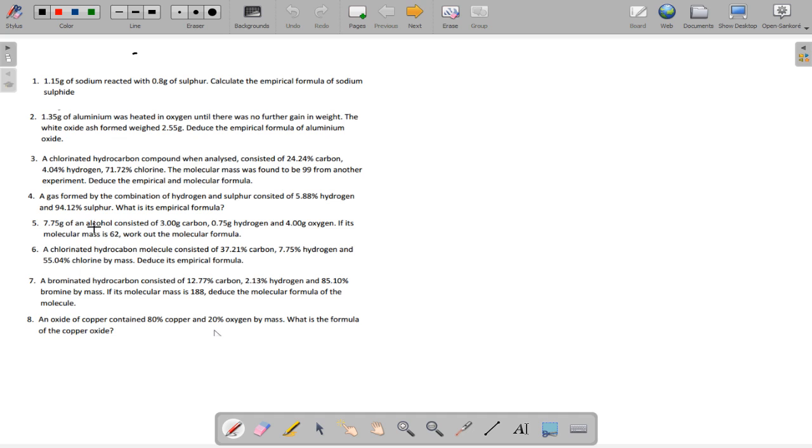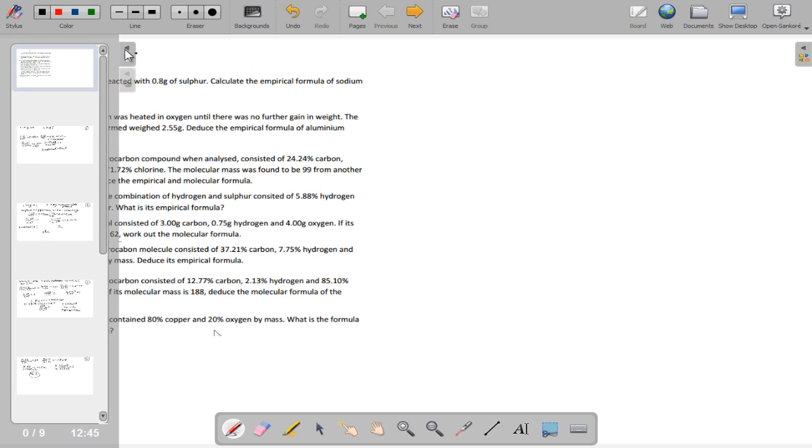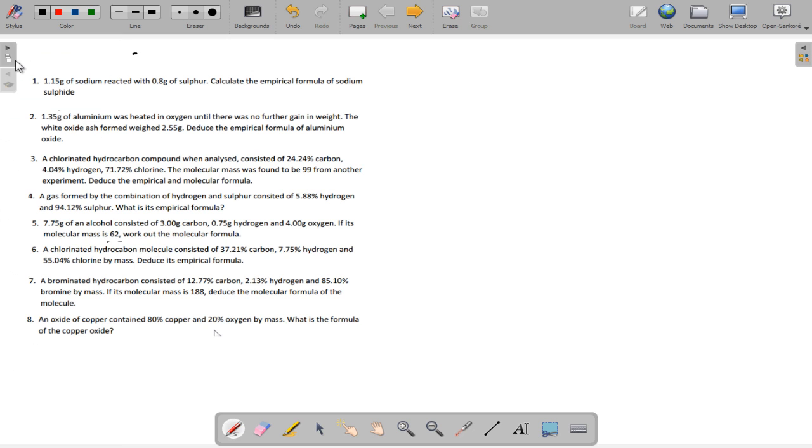And 7.75 grams of an alcohol consisted of 3.00 grams of carbon, 0.75 grams of hydrogen, and 4 grams of oxygen. If its molecular mass is 62, work out the molecular formulae. So it's question 5.